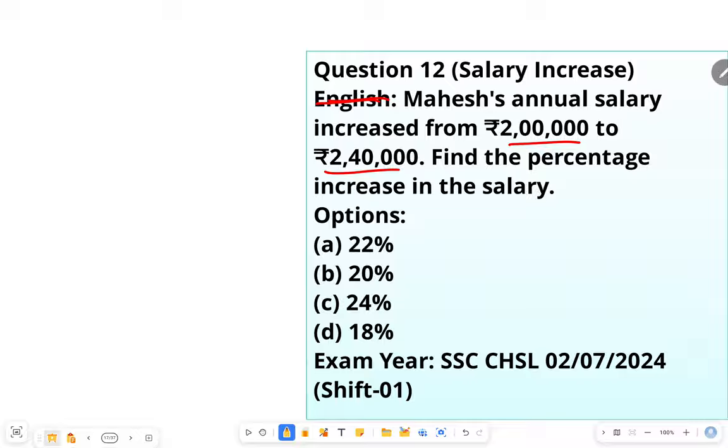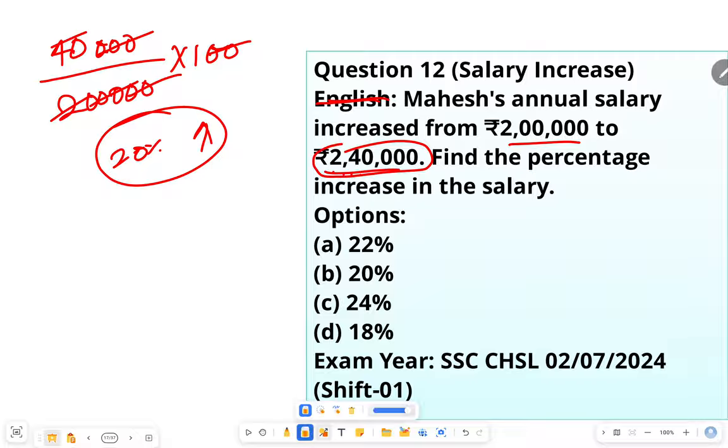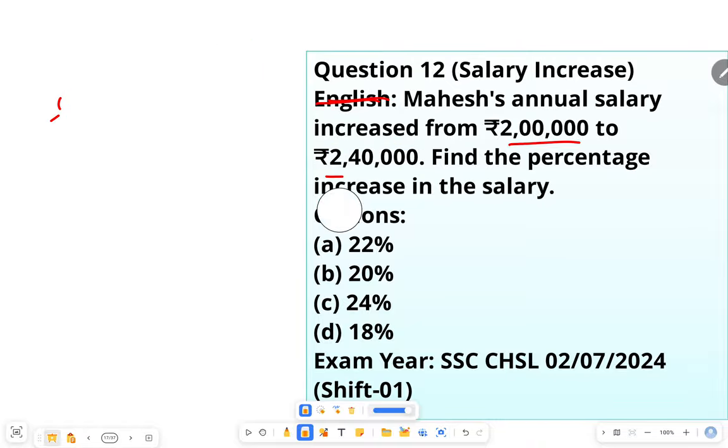For example, this is 40,000. If you subtract this 2 lakh from 2 lakh 40,000, how much will it give? 40,000, isn't it? And if you divide by 2 lakh and then multiply with 100, it will kill so much of your time, and then finally you will get 20% increase. But instead of doing that, we will not waste that much time. We are smart kids, so we are not going to spend that much time on it.